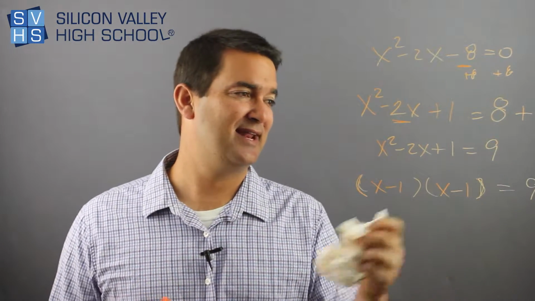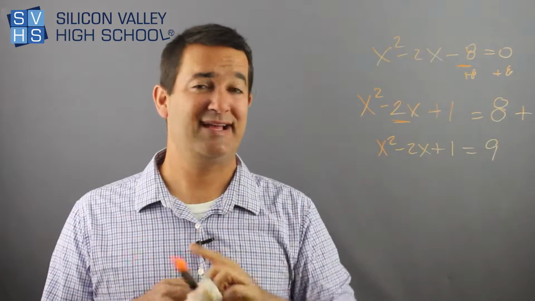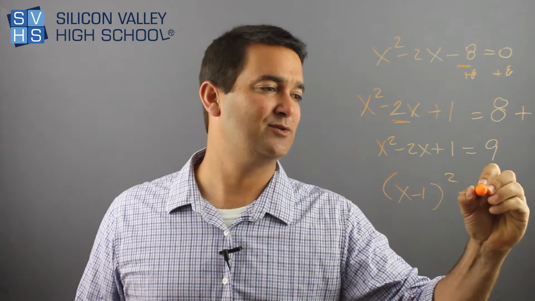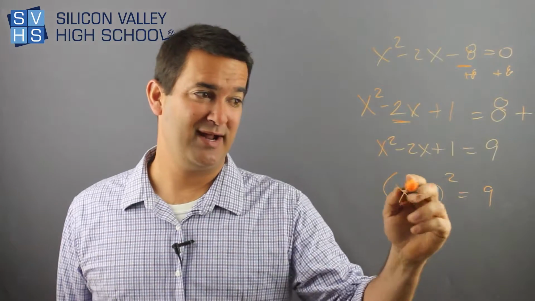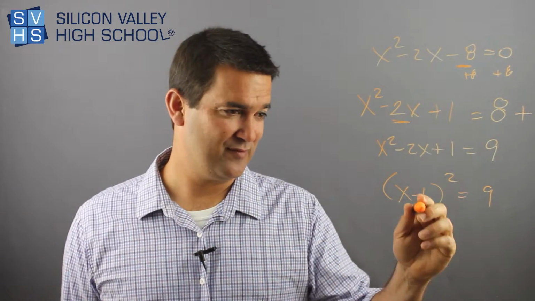And because these are identical, look how I can write this. Instead of writing it twice, can't I do this? (x - 1)^2 = 9. It's the same exact thing, right? And this is what you have to do. You have to write it as squared because the next step is like when you're going for the gold.